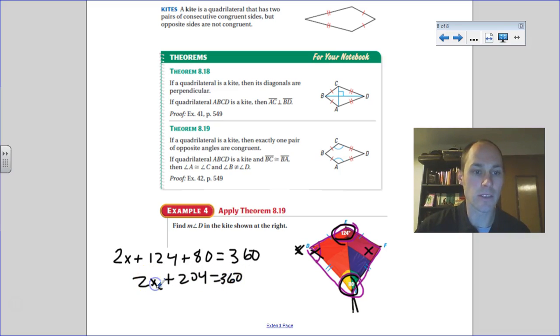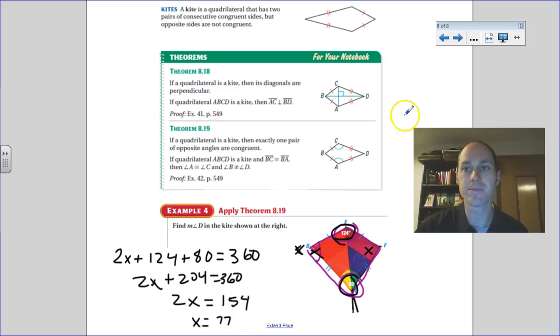And I can subtract 204 from 360 to get 154, and divide that by 2. And I get 77. So each of those angles would be 77 degrees.